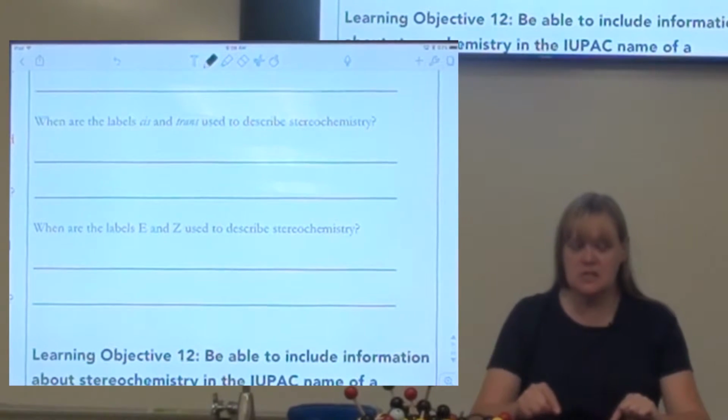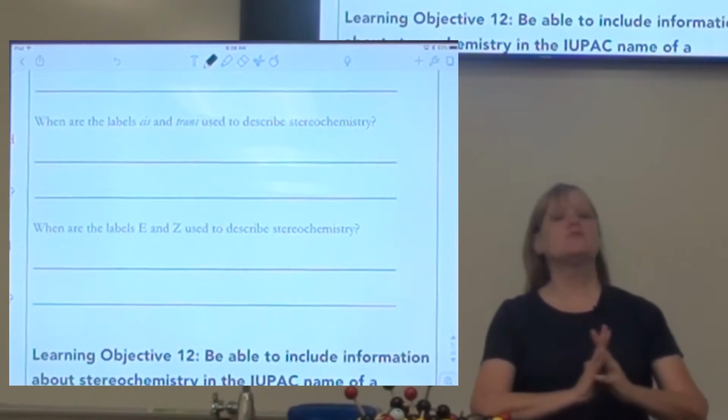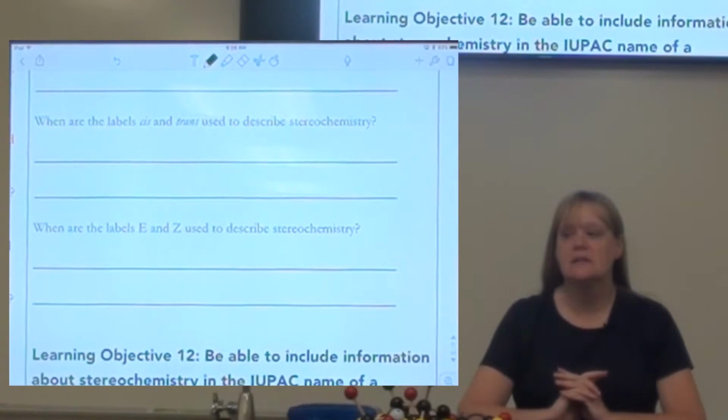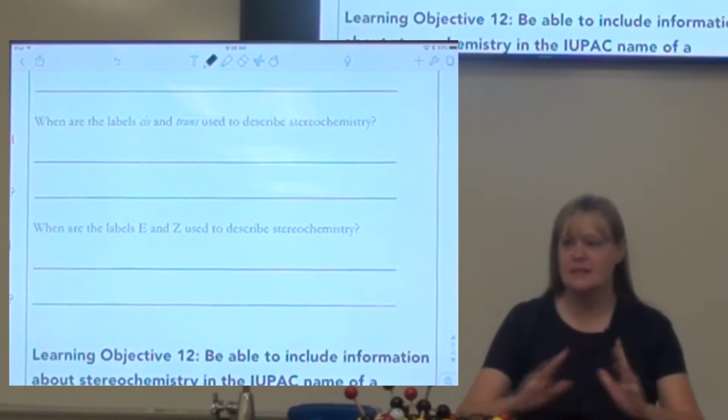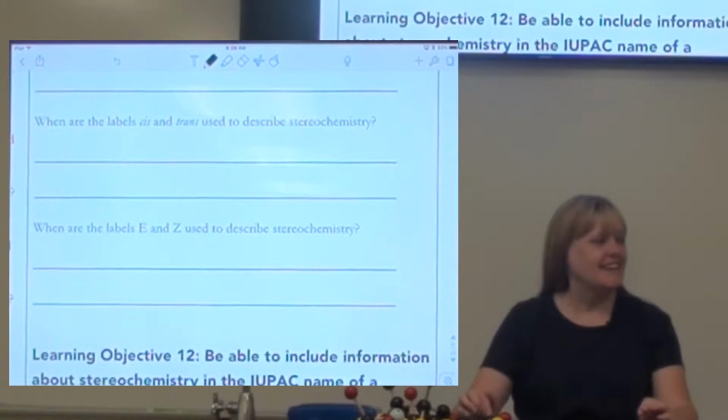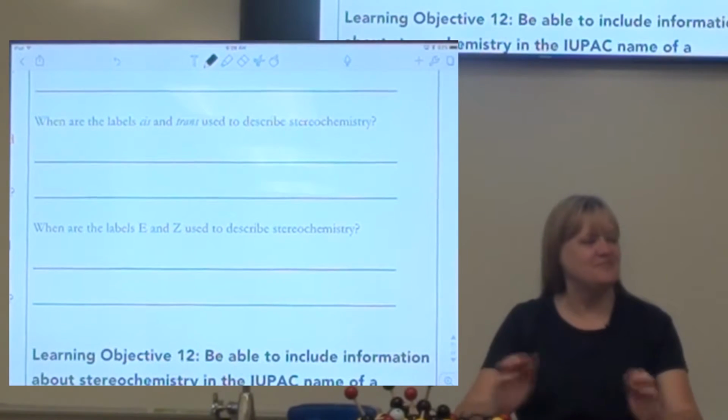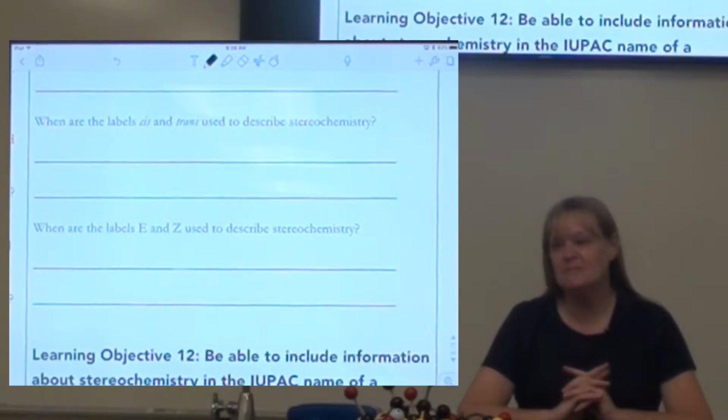Labels E and Z, we'll do cis and trans in a minute. E and Z are going to be used for what? Right, alkenes.